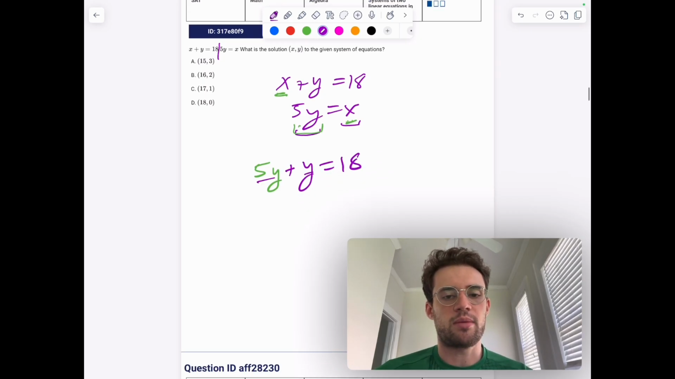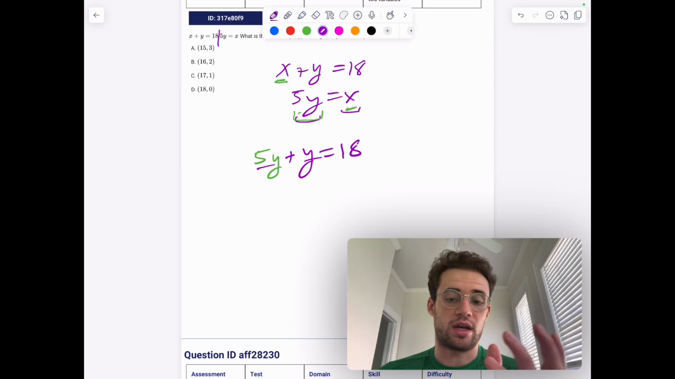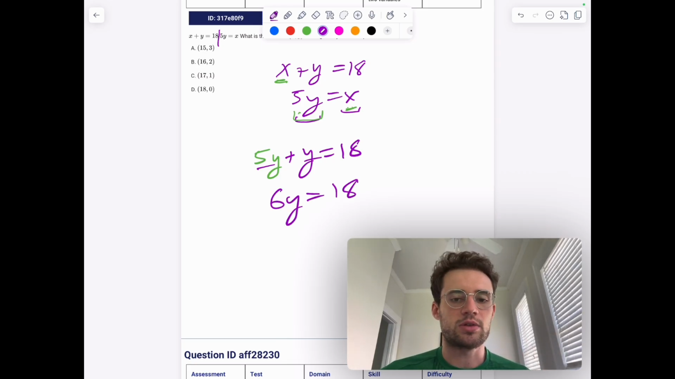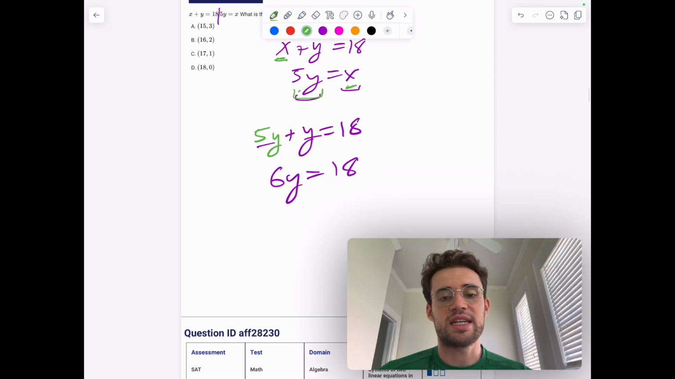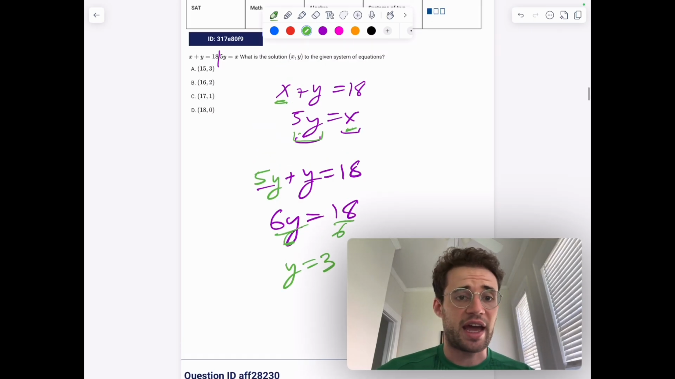And then we have 5y plus y. You have 5 y's, you add another y, you have 6 y's. That's equal to 18. You think what times 6 makes 18? That'd be 3, or divide both sides by 6, and y equals 3. So actually, without even finding x, we know the answer is going to be A, because it's the only one that has 3 for the y coordinate. But just to confirm it, I think it's worth plugging it in.